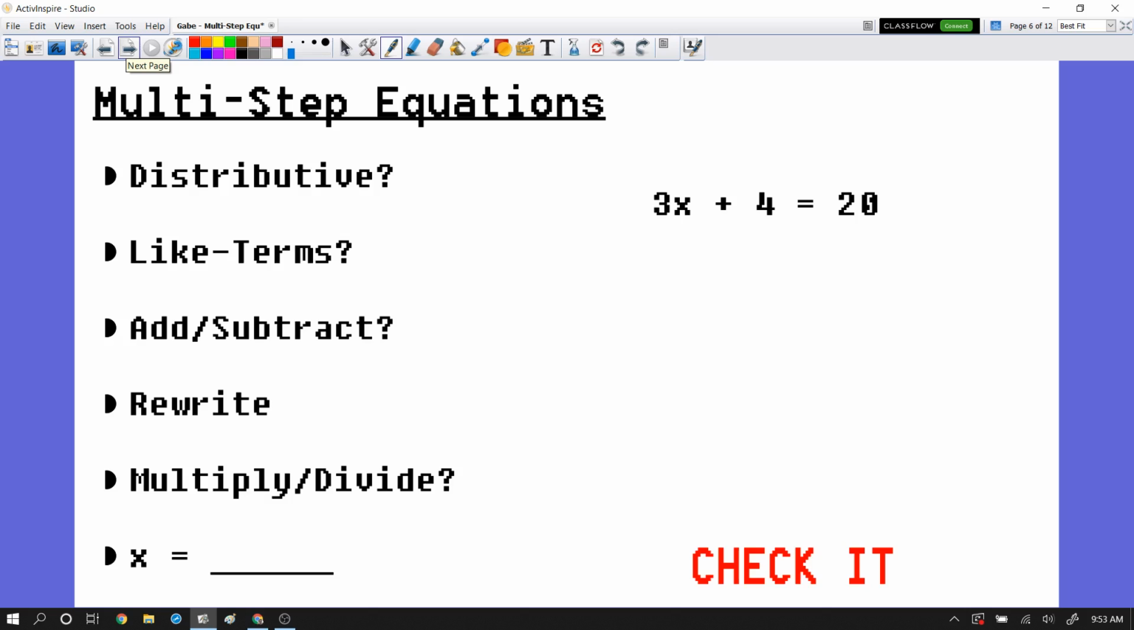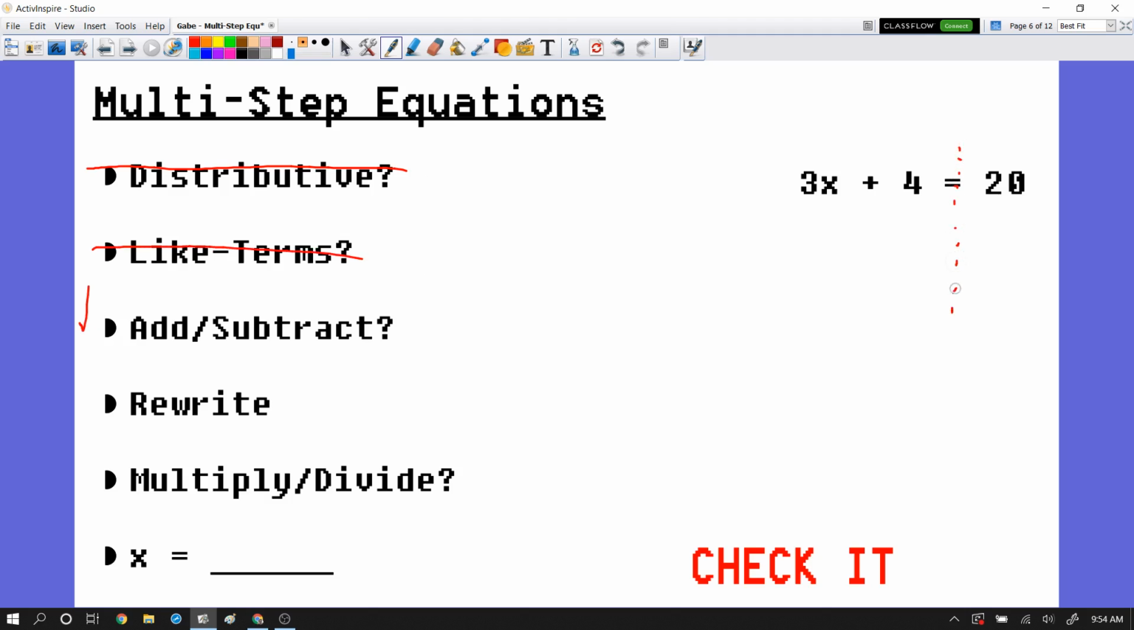Going through multi-step equations, we're going to go through several of them and then the format to check it. The whole idea about what we're doing is showing the work for every single step and then plugging it back into the original equation and checking it, making sure your answer is correct. We do not have distributive. We do not have any like terms. We don't have variables on both sides, but we do have adding and subtracting.